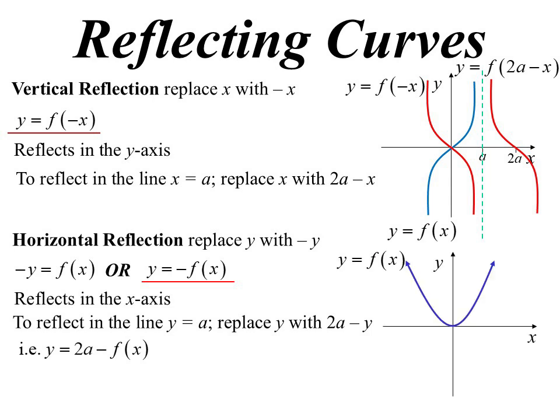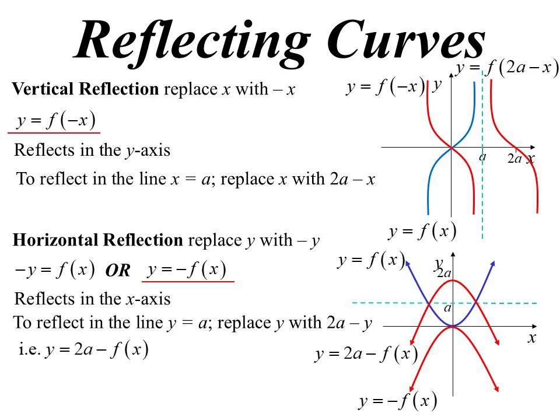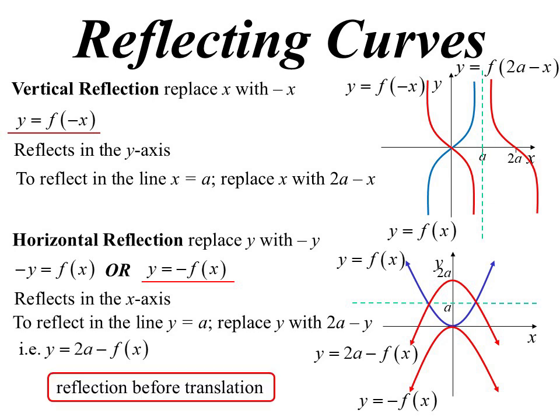Again, same idea. Here's the original curve, y equals function x. If I reflect it in the x-axis, there's y equals negative function x. Now I'll shift it up 2a units. And again, we can now have a look at the reflection in the line y equals a. We've reflected it that way. When you've got a combination of reflection and translation, you'll notice I did the reflection first. So you do the reflection before the translation.